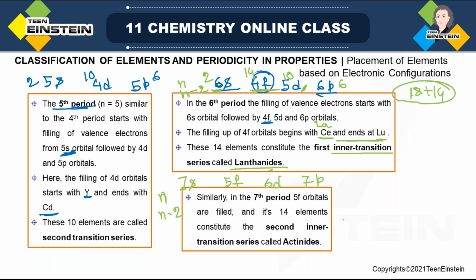So here 5f orbitals are filled, just as you have seen previously 4f orbitals are filled, cerium to Lu, or you can say La to Lu, that is lanthanum up to lutetium. Lanthanum has atomic number 57 and lutetium is 71. And here in the case of 5f orbital, they are also known as 5f block elements. These 14 elements together we call the second inner transition series. Here the first element is Ac, having atomic number 89, and then it ends at lawrencium, having atomic number 103.